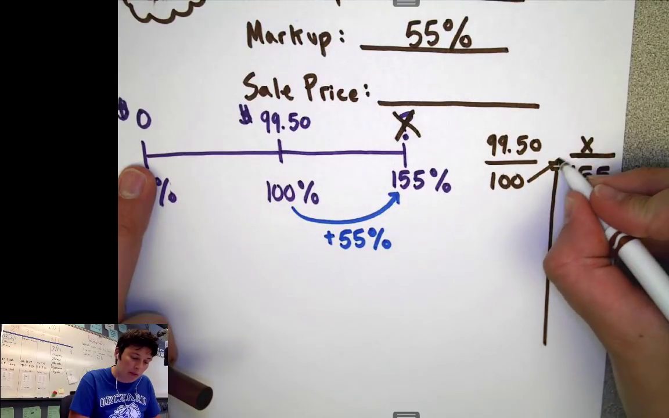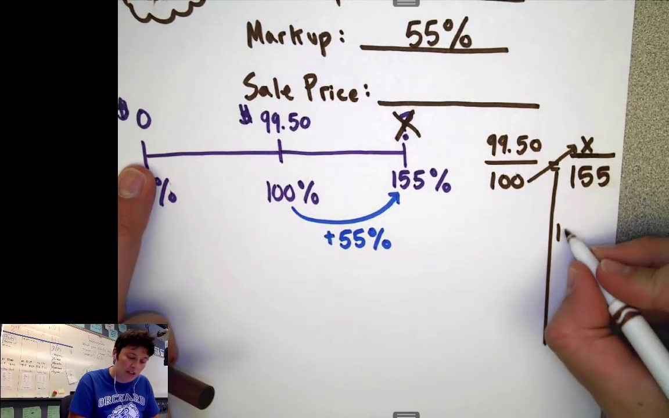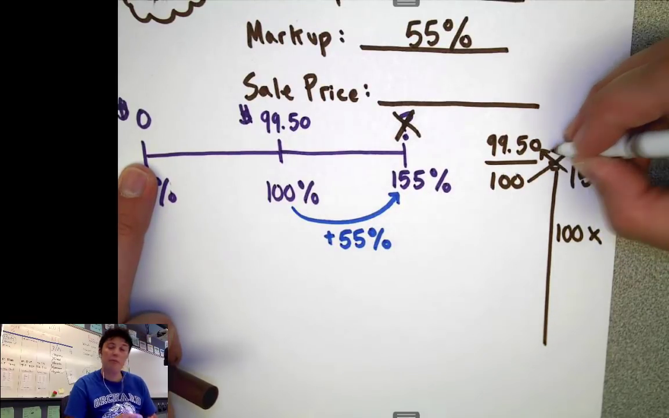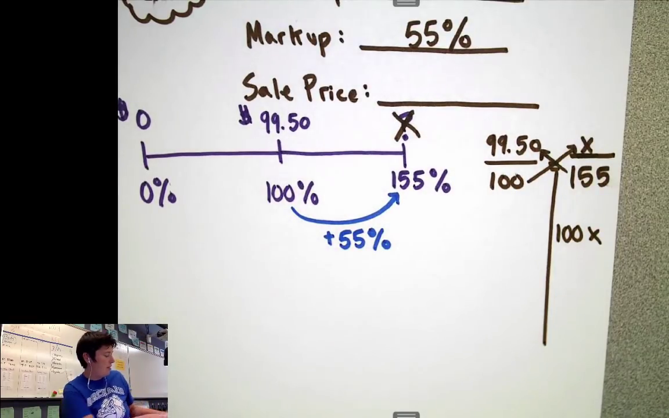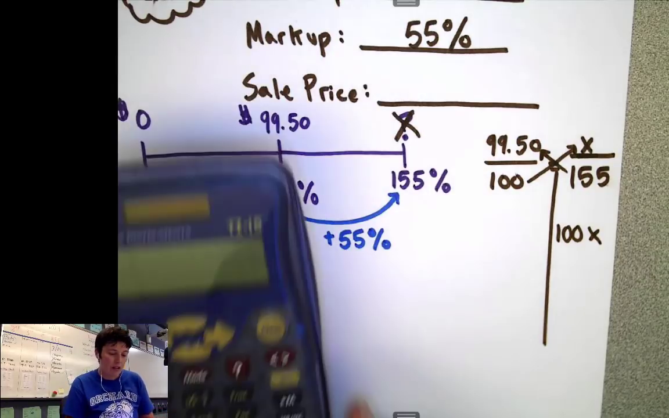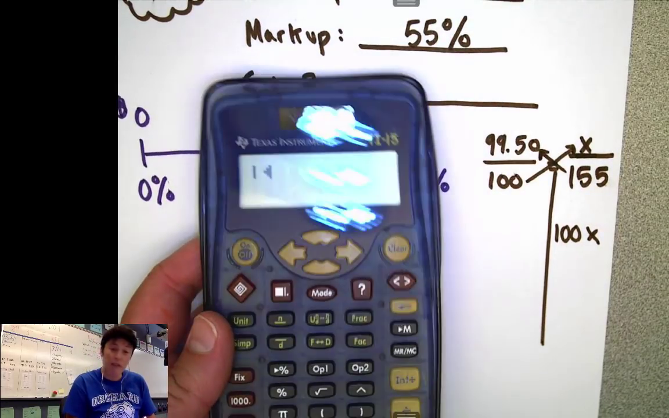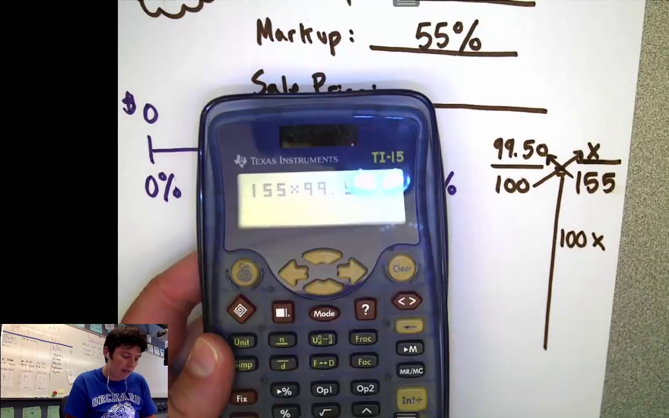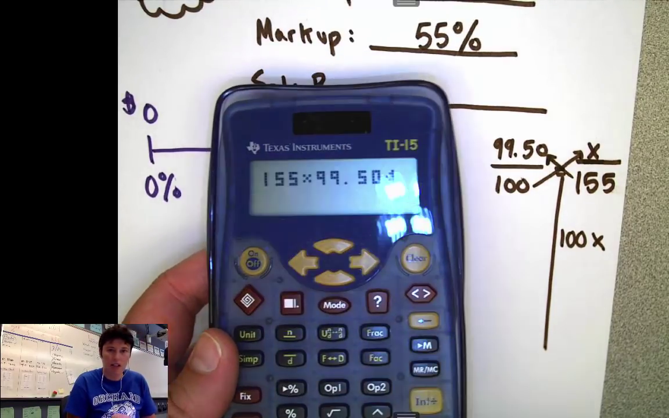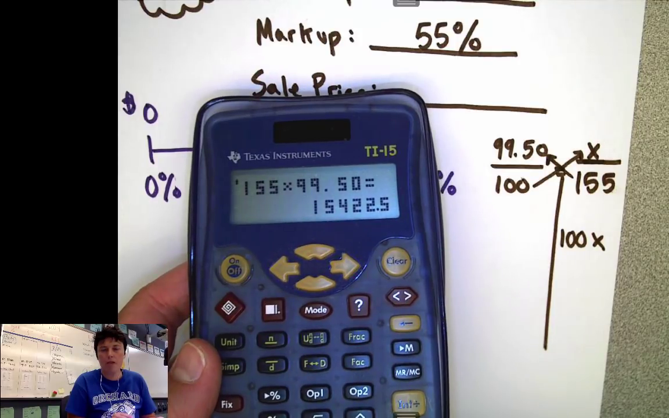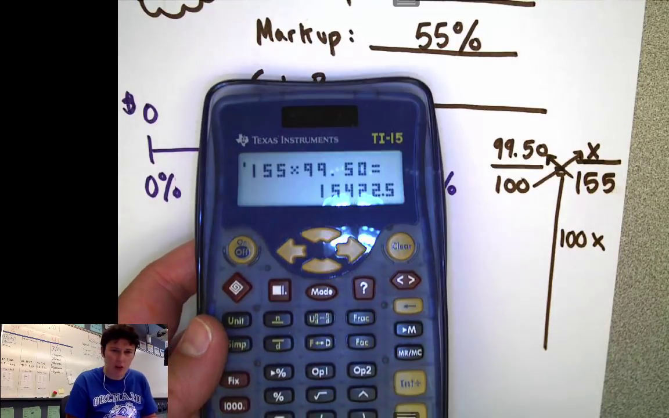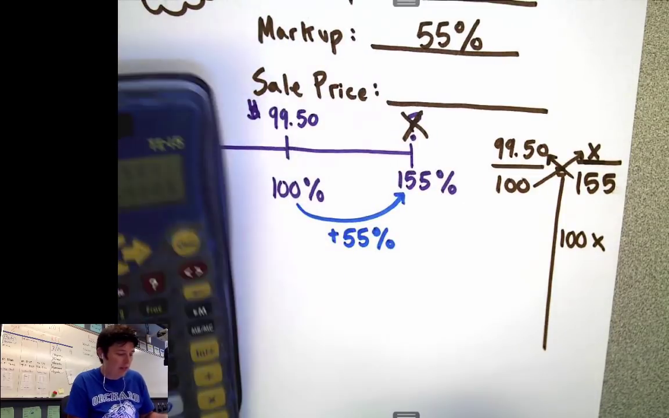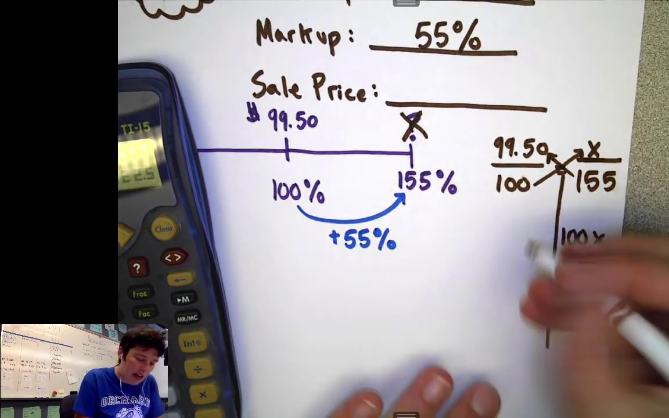We'll cross multiply. We'll do 100 times x is 100x. We'll do 155 times $99.50. Calculator time. So 155 times 99.5, 0.50 I guess technically. Oh, it's a big number. Okay, so let's get this whole entire number written down. Looks like 15,422.5.